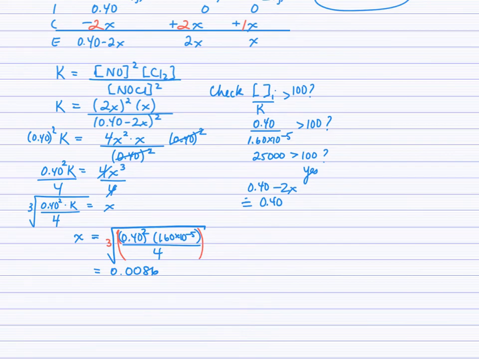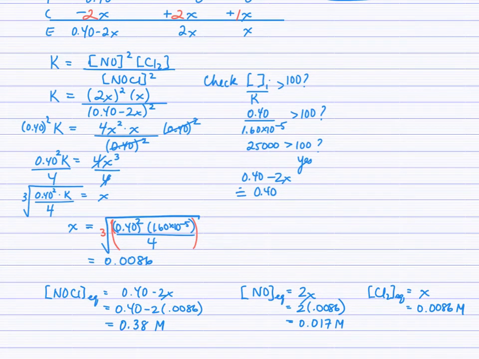If you revisit the original question, we've been asked to calculate the equilibrium concentrations of all entities. Now that we know x, we know the equilibrium concentration here. We'll have to double it for this one and complete the binomial here. So go ahead and make your substitutions to calculate the equilibrium concentrations. Okay, and we finish up with concentrations of 0.38 moles per liter, 0.017 moles per liter, and 0.0086 moles per liter.